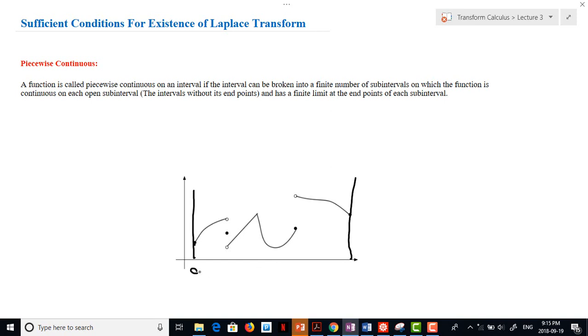So the interval of the function is from A to B. It said we should be able to break this interval into subintervals, and on each subinterval the function should be continuous. If I break this interval into these subintervals, in fact now we have 3 subintervals: the first one, the second one, and the third one.